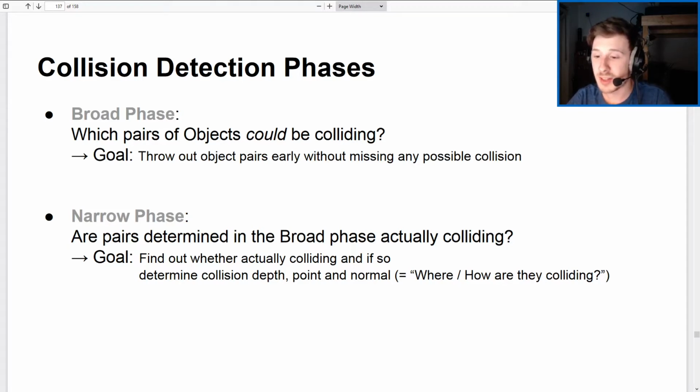And the narrow phase basically determines what is really colliding, if it could potentially collide, and how and where it collides, and creates a collision normal to react to the collision properly with forces and everything. But we are mostly focusing on the broad phase because that's the more interesting part for us.